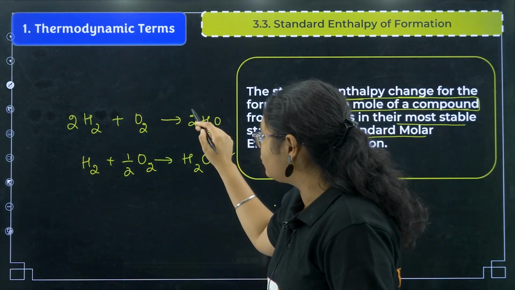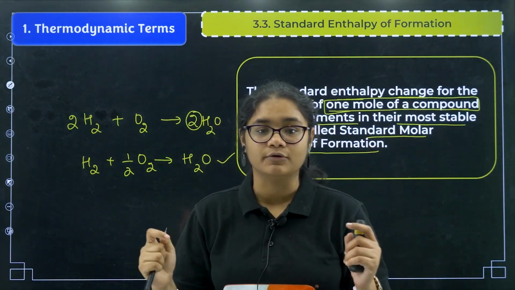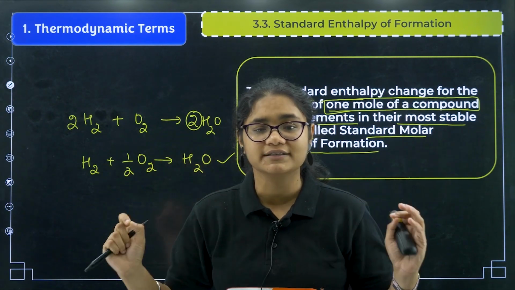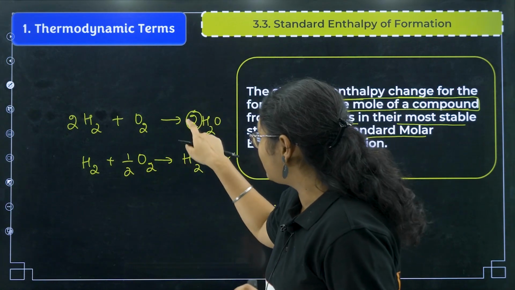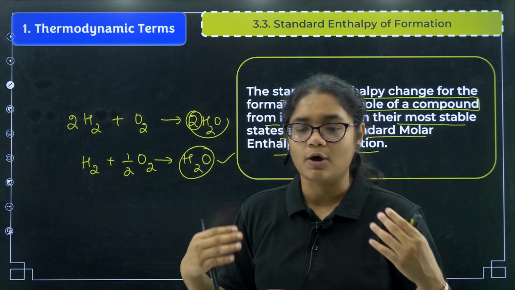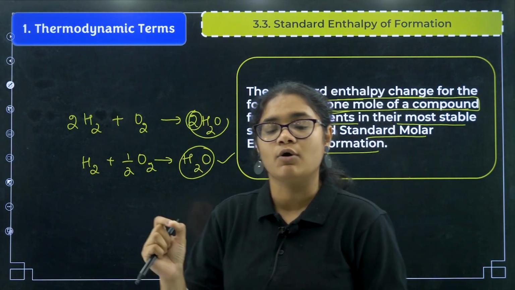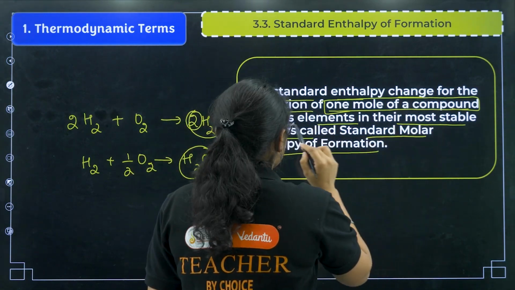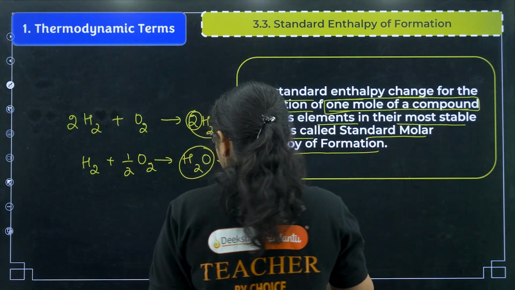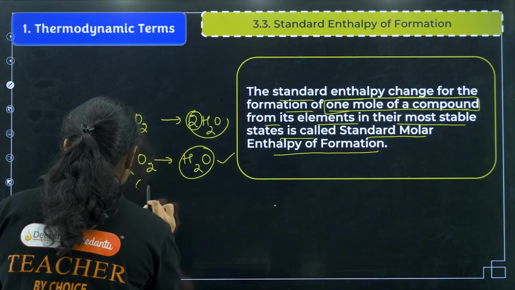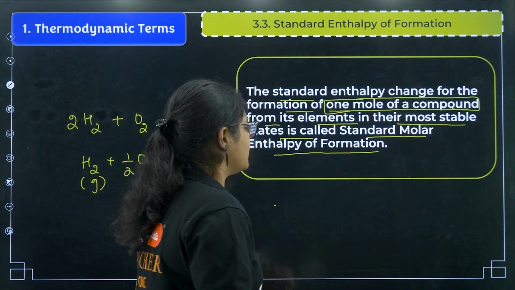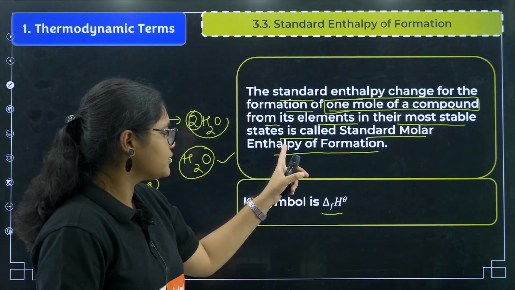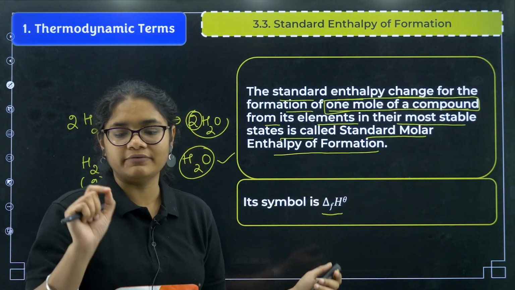Why? Because here you see 2 moles of water is formed, but whenever we calculate enthalpy of formation, it should be always 1 mole. The product should always be 1 mole. For formation of 1 mole of water, how much energy is required or how much energy is released? That is called as enthalpy of formation. Okay, this is very important definition. Please remember this one. For the formation of 1 mole of a compound from its element in their most stable state. So this one should be in their most stable state. Okay, is called as standard molar enthalpy of formation. Now it is denoted by delta HF. Because standard is there, this naught will be there, and then you have delta HF.